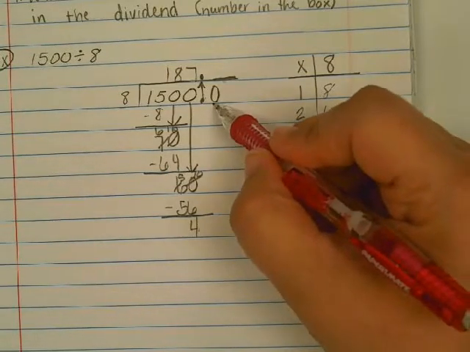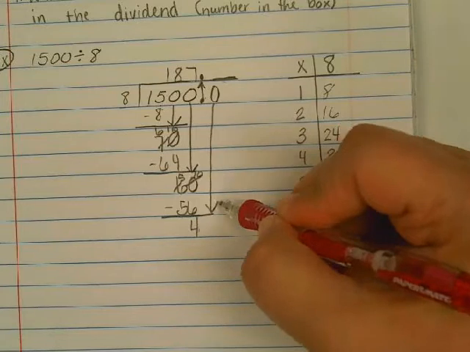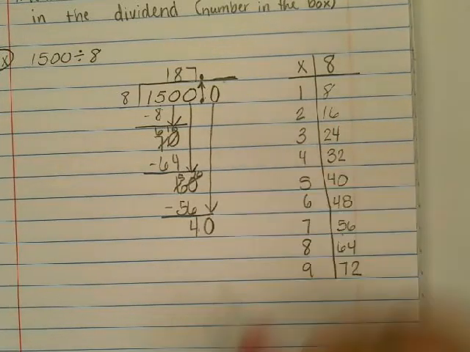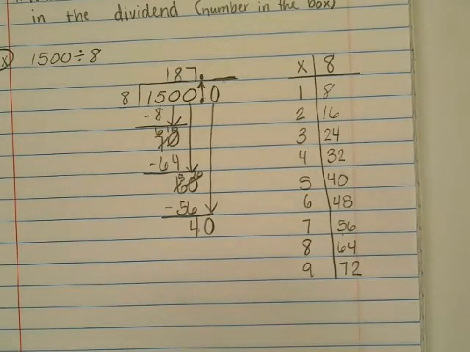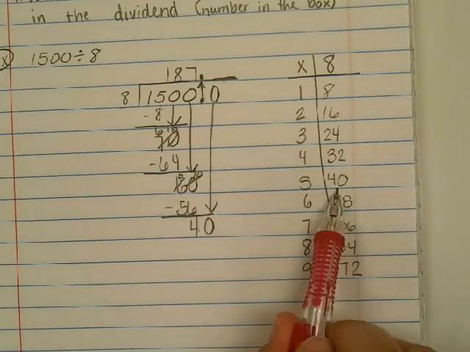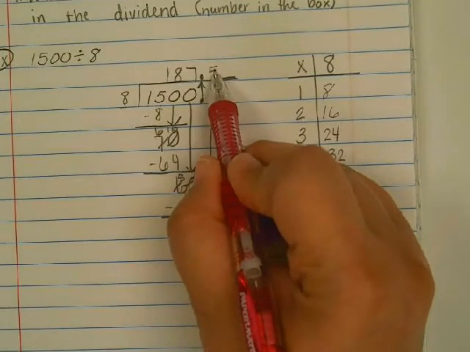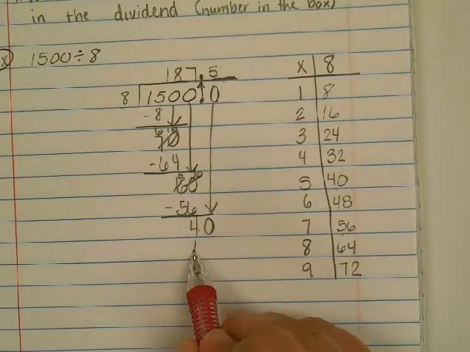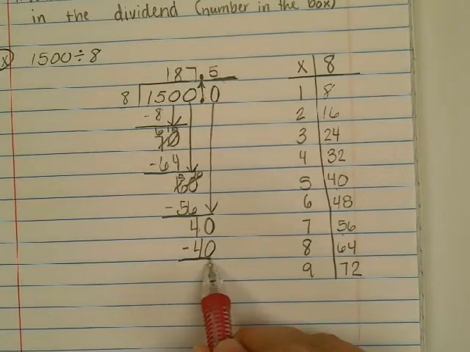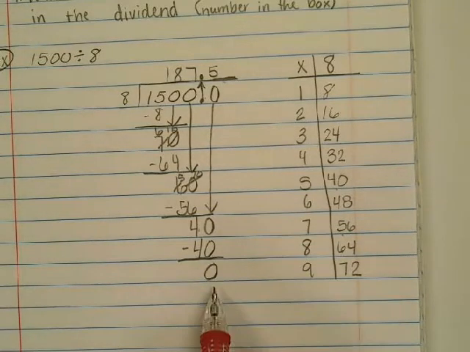So now I bring down this 0. I'm going to keep following my regular algorithm practice. Now I'm going to look for the same answer here. Its partner is 5. And now that I've finally gotten to a 0, I can stop.